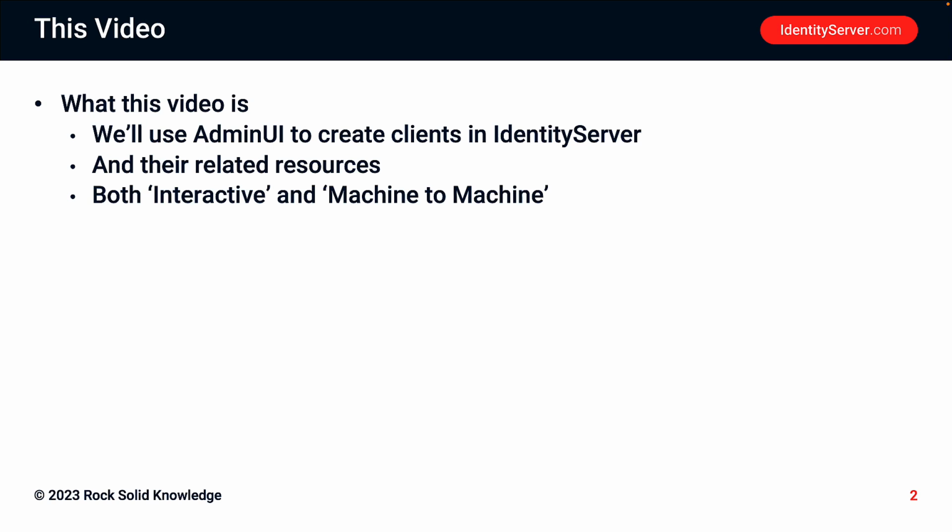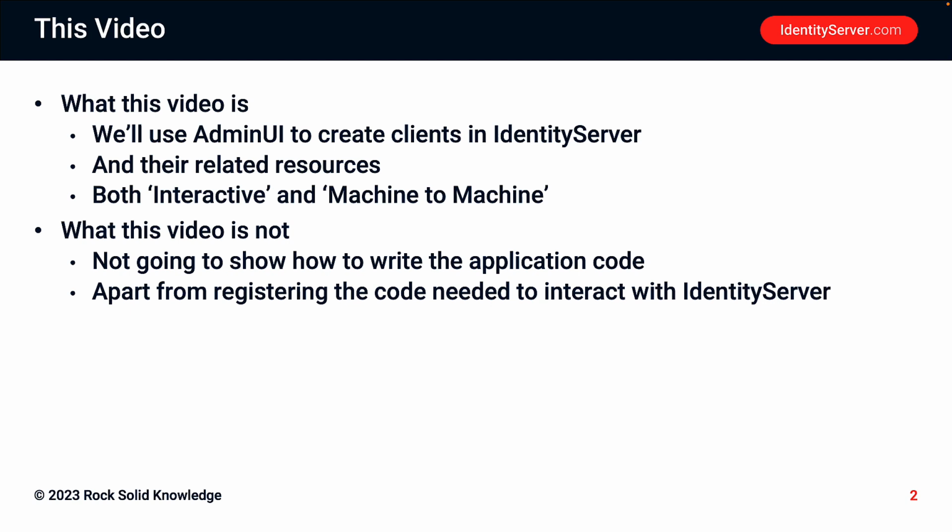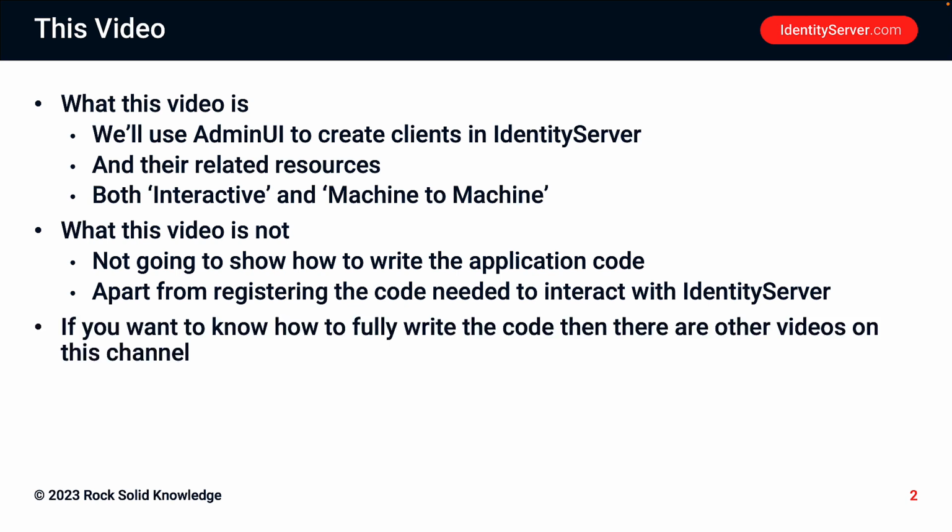Now, to use these clients, we'll need some code. But this video is not going to show you how to write the full application code. What we will show is how to write the code you need to interact with IdentityServer, so setting up the services for authentication and authorization that will use these clients we register inside IdentityServer. And in fact, we'll write this code first. If you want to see how to write the full code that these applications use, then the other videos on this channel show you how to do this.